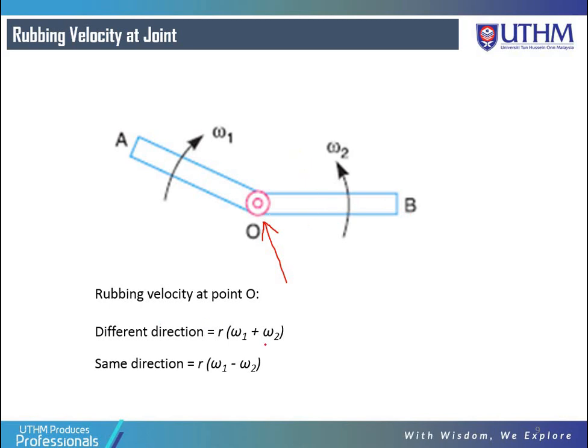So there is an equation over here. If the links are moving in different directions, as in this case, the rubbing velocity is equal to R(omega 1 plus omega 2). But if the links are moving in the same direction, the rubbing velocity is R in brackets, omega 1 minus omega 2.